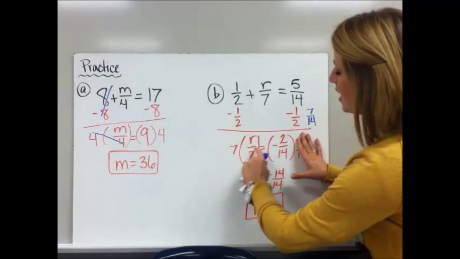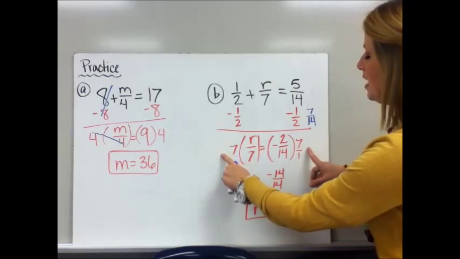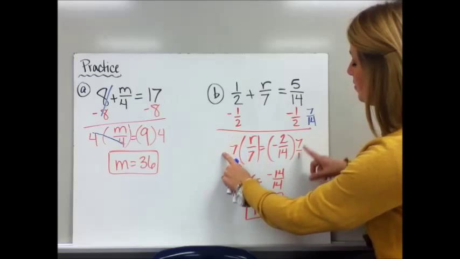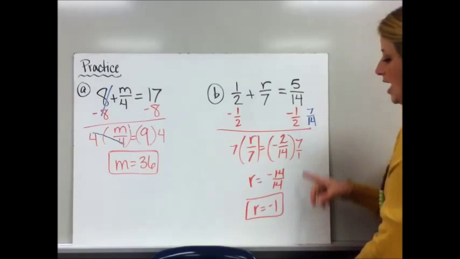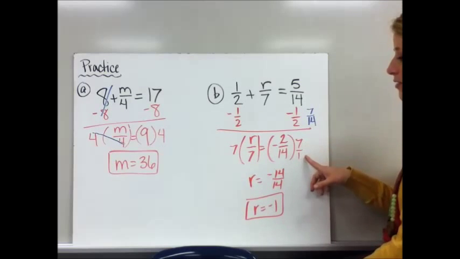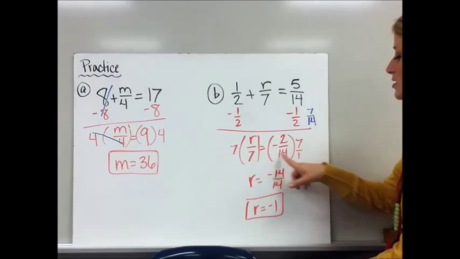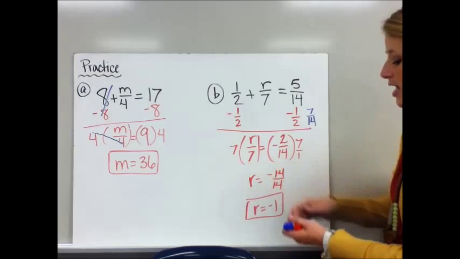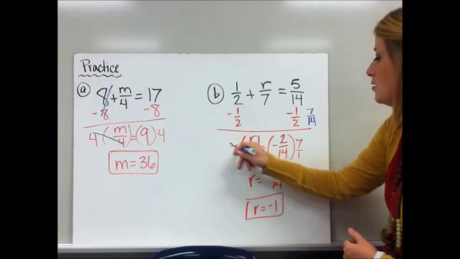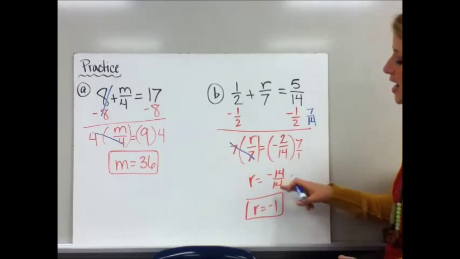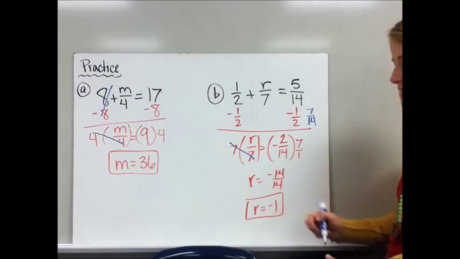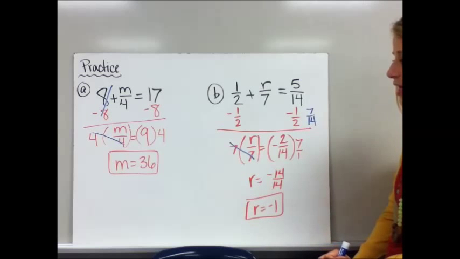I'm going to undo dividing by 7 by multiplying by 7 on both sides. And to multiply by that whole number, I put it over 1. Negative 2 times 7 is negative 14. 14 times 1 is 14. It cancels on the left. R comes down, and negative 14 over 14 is negative 1. Yeah, there you go.